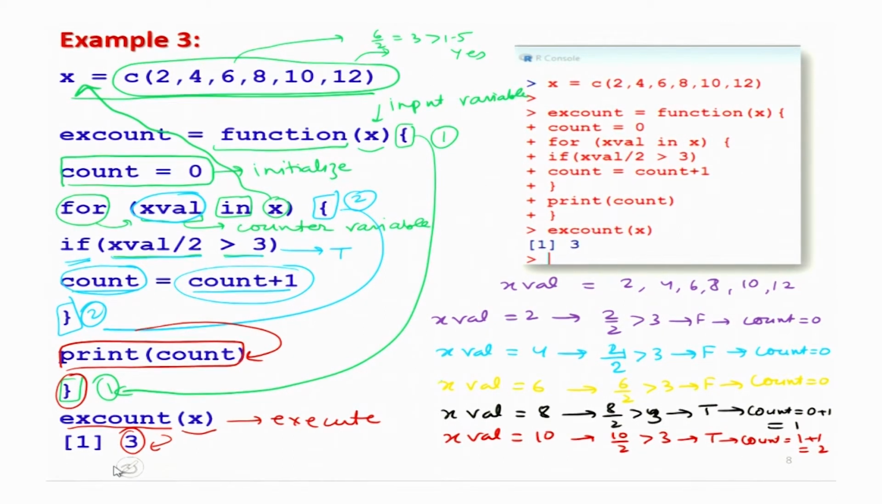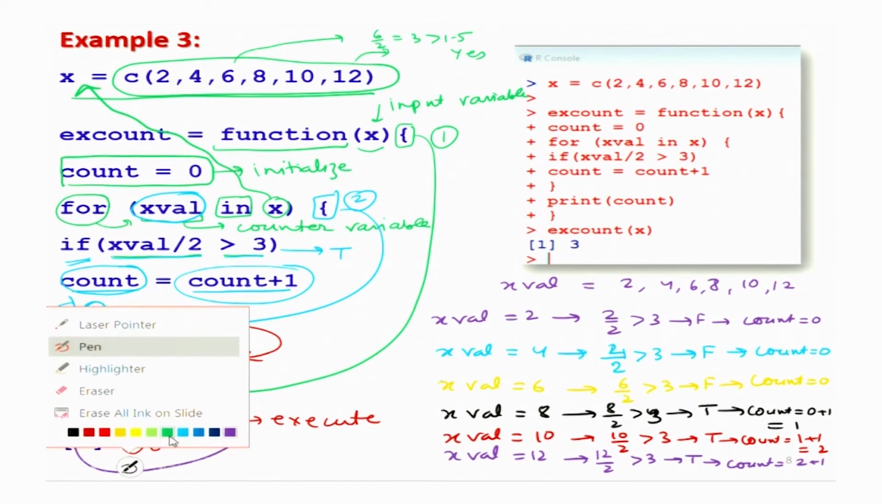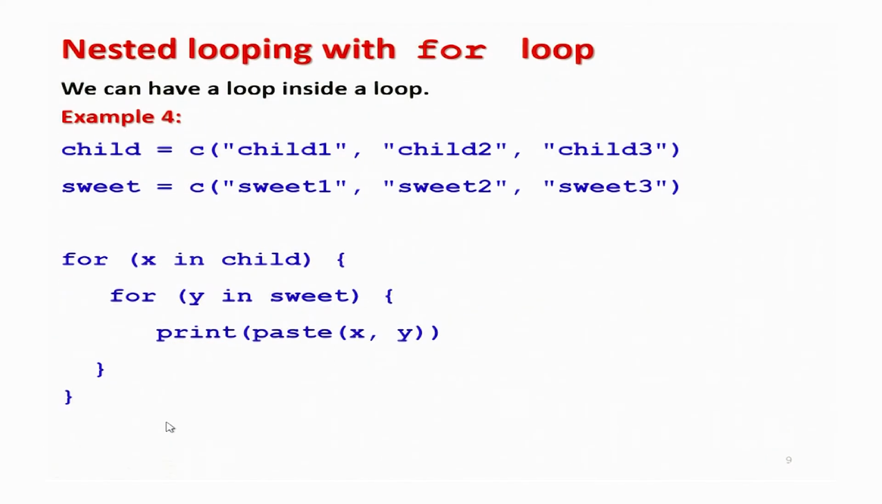And now finally, what will happen? The last value in the x val, which is 12, will be taken. 12 divided by 2 is greater than 3, this is true, and then the count will become count plus 1, which is 2 plus 1 equal to 3, what is given here. So this is how this loop is going to work in this case. Now similarly, I will take one more example, and after that I will show you both these examples on the R console.